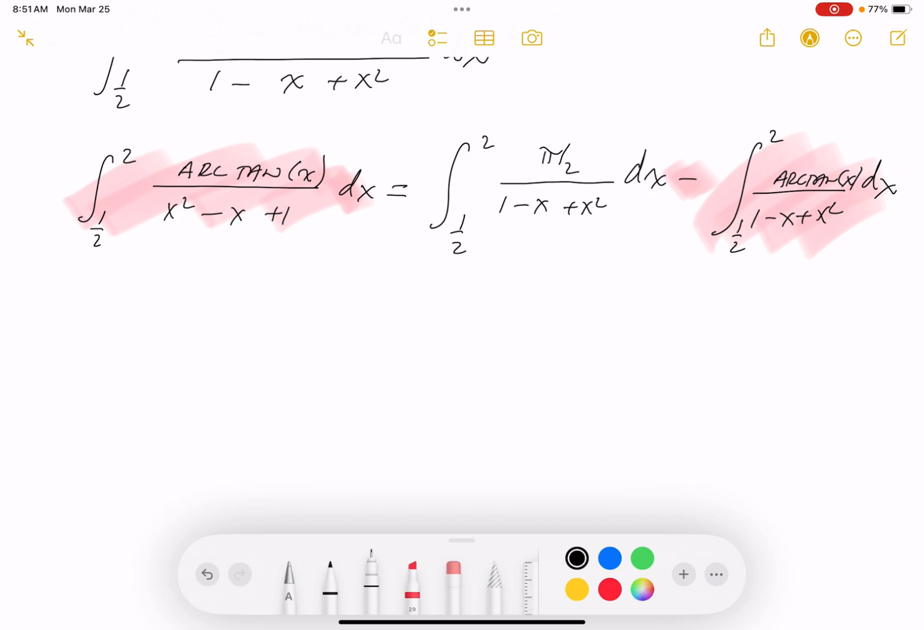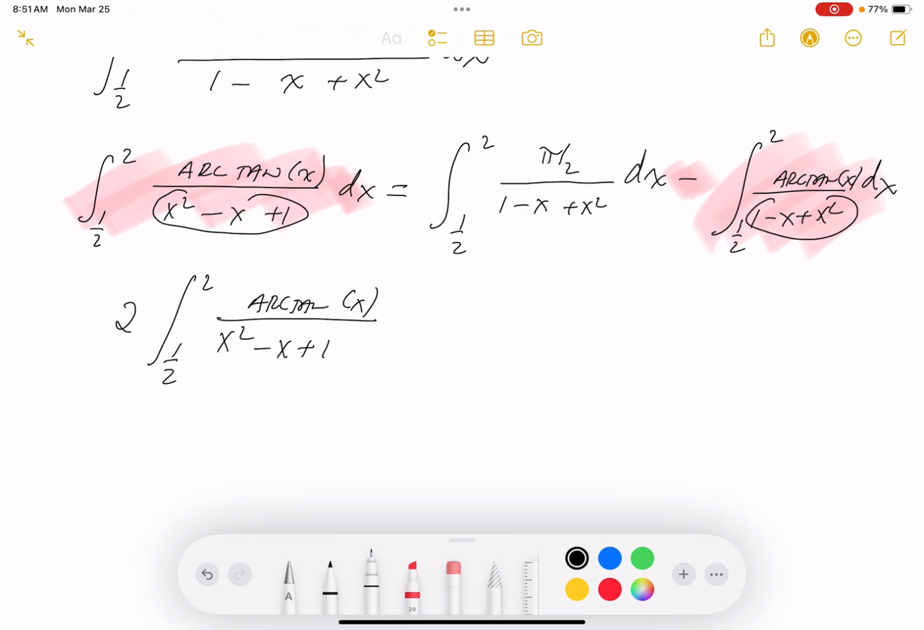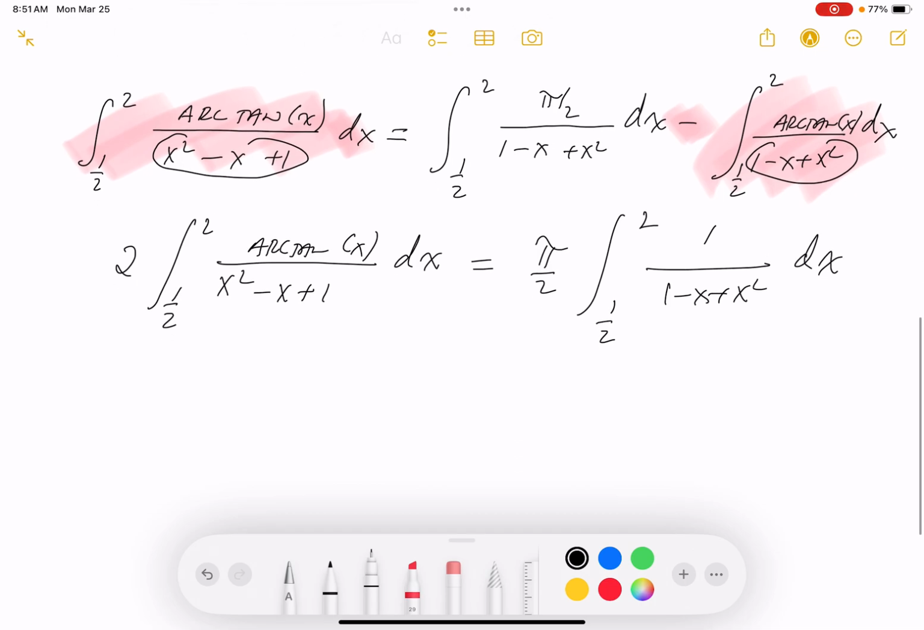You're going to get 2 times the integral from 1/2 to 2 of arctangent of x over x squared minus x plus 1 dx. I realize some students might say they're in different order, but they're the same. 1 minus x plus x squared is the same thing as x squared minus x plus 1. That is equal to, pulling the pi over 2 out, the integral from 1/2 to 2 of 1 over 1 minus x plus x squared dx. All right, what do I want to get? I want to get this.